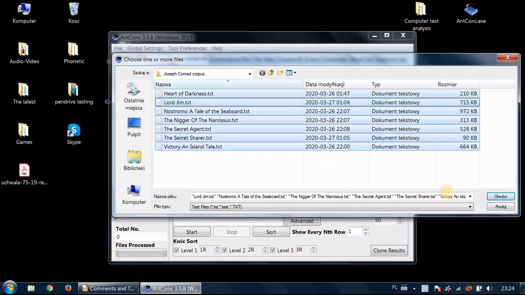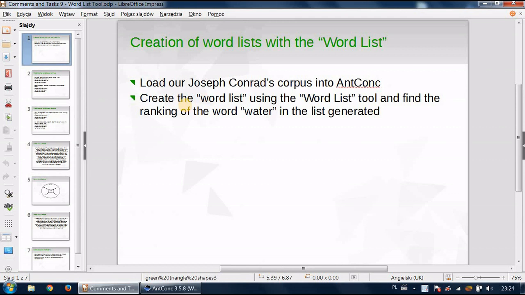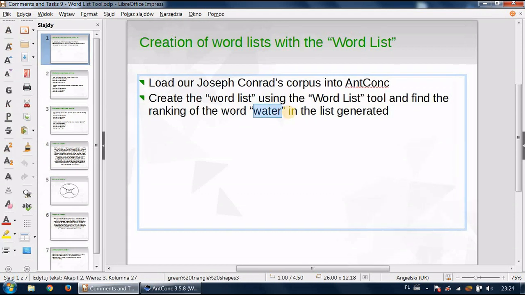I'll choose these. Okay. Here we are. And then I want you to create the word list for our corpus using the word list tool. And I want you to find the ranking of the word, our favorite word, water, in the list generated. Okay, so this is the first task. Please stop the recording and perform the task now.